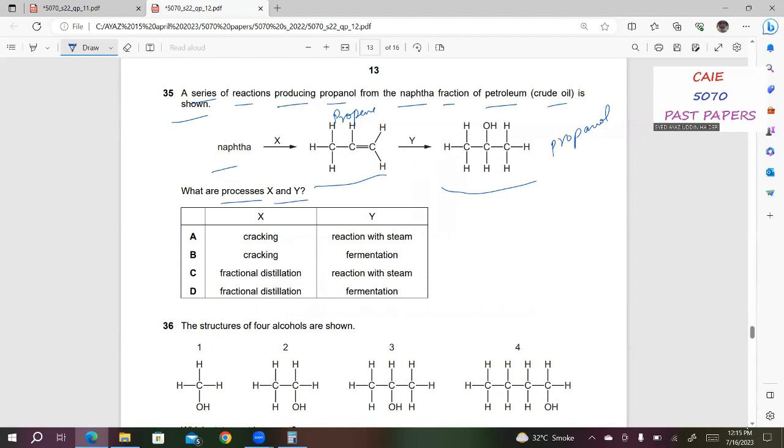X involves cracking. During cracking, we'll get alkane or alkene and hydrogen gas. So X is cracking. And if you react propene with steam, you will get propanol. So only one choice is correct here, and that is A.